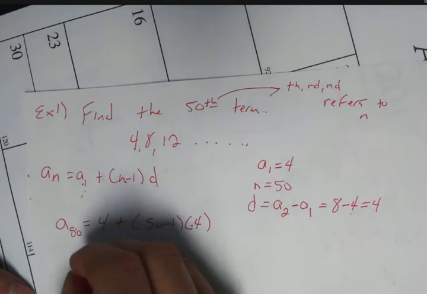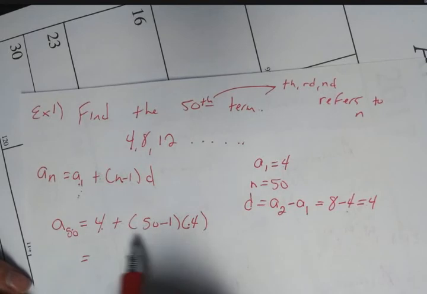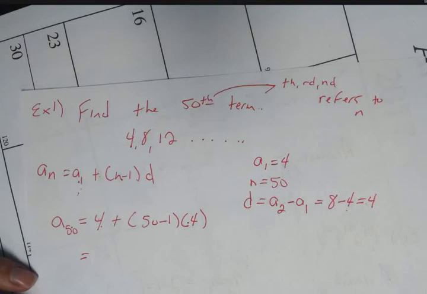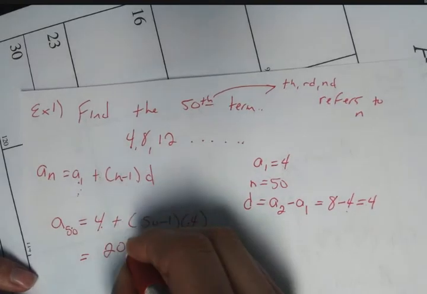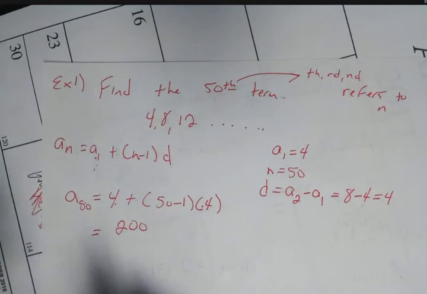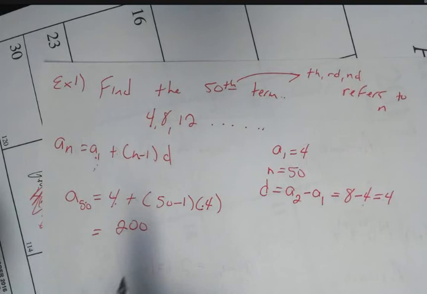Now, the good news is if you have a calculator, then you can actually take this and put it into your calculator and allow it to compute it for you. And if you do that, you are going to come up with 200. Now, being able to find this number is great, but knowing what the number means is even better.